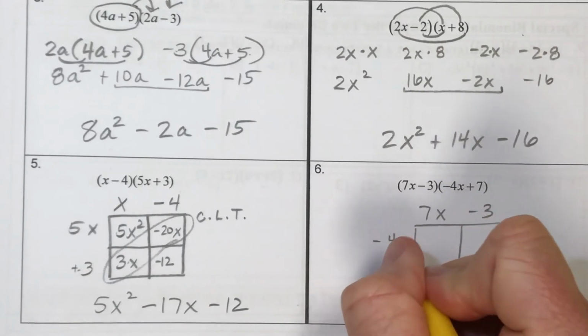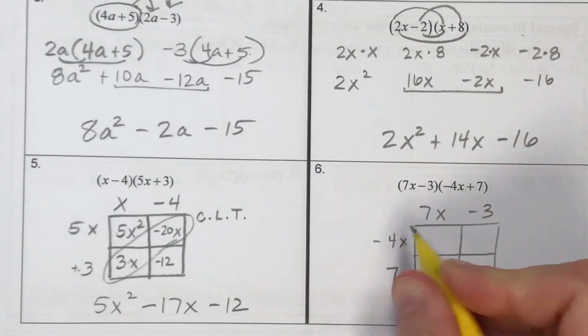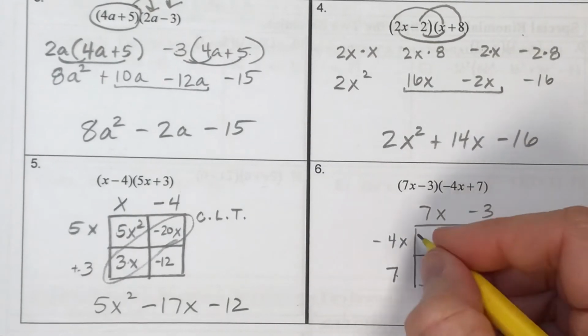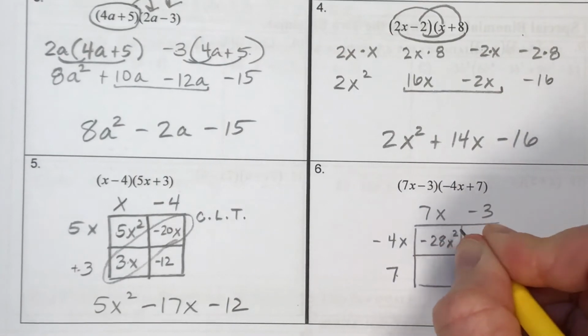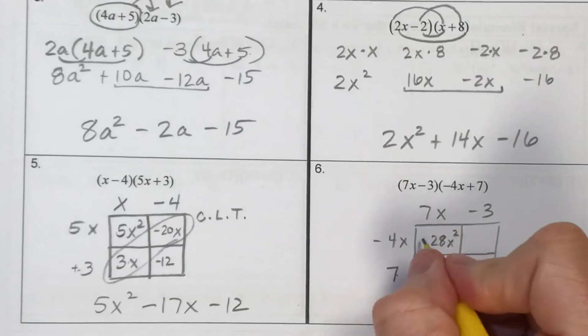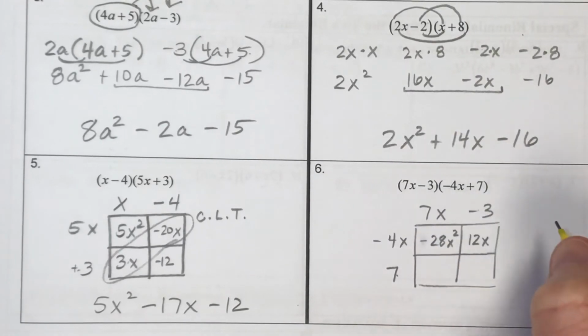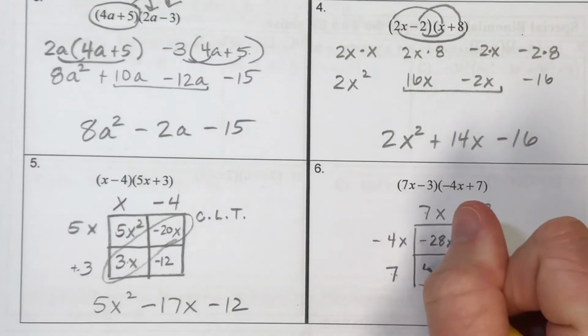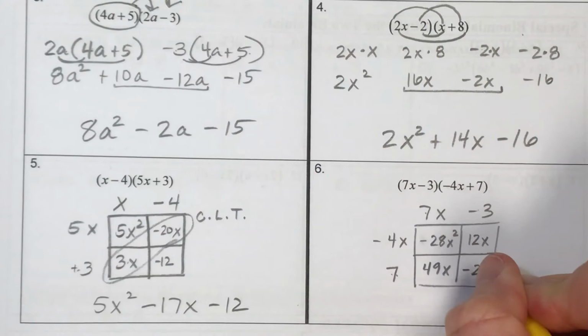And I have a -4x and a 7 here, so 7x and -3 and a -4x plus 7. So if I multiply these together, I'm going to get -28x squared. Actually, nope, it is a negative. I second guessed myself there. Negative times a negative here is +12x. 7 times 7 is 49x here for this one. 7 times -3 is -21.